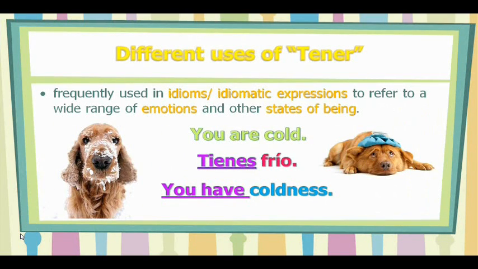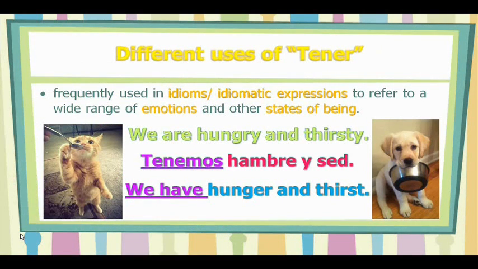Another example of this would be to express how you are feeling. To say you are cold, you would think that you would use the estar to be verb. However, in Spanish, you're going to use the to have tener verb to say tienes frío, but you're literally going to say you have coldness. Another example would be we are hungry and thirsty. These are not things that you are in Spanish. These are emotions and feelings that you have. So we're literally going to say we have hunger and thirst. Tenemos hambre y sed.